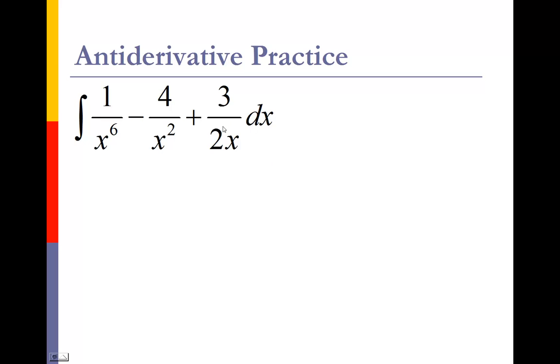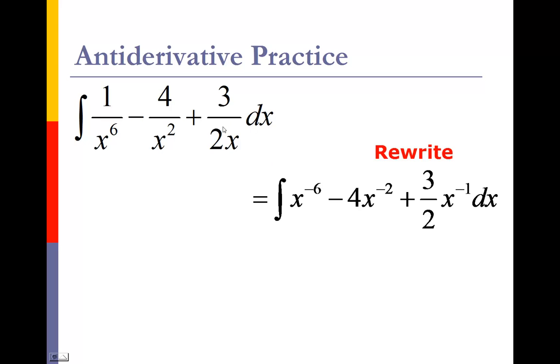Okay, so when are we doing this? Just like before, do a rewrite. So when you've got an x to the 6 in the denominator of that fraction, it's really x to the negative 6. That 4 over x squared is 4 times x to the negative 2, and then I'm bringing up that x for an x to the negative 1 power. Okay, so now we're going to do the same power rule all the way through for the antiderivative.